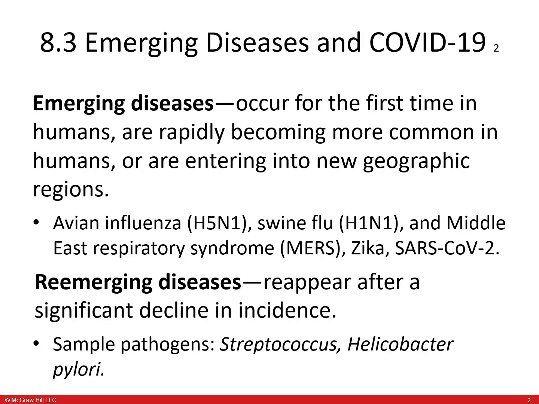Emergent diseases occur for the first time in humans, and to be quite honest with you, they're actually becoming more and more common. Some examples of emergent diseases are avian influenza, the swine flu, MERS, and the Zika virus. Whereas a re-emergent disease actually reappears after a significant decline in the incidence. Some examples are Staphylococcus and Helicobacter pylori, or H. pylori. Now, H. pylori has been linked to ulcers in humans.